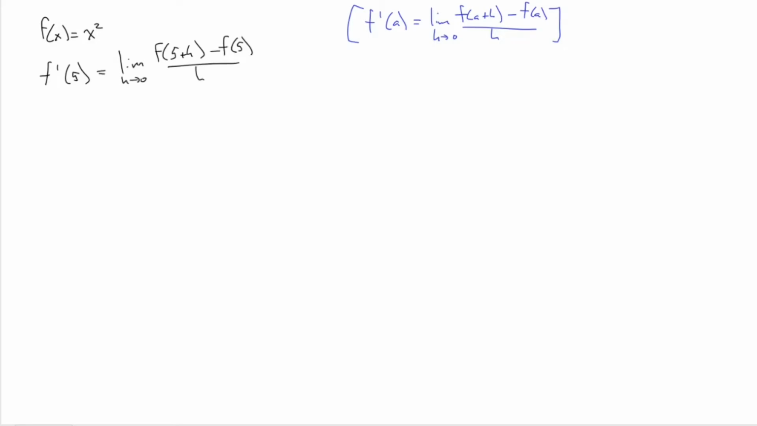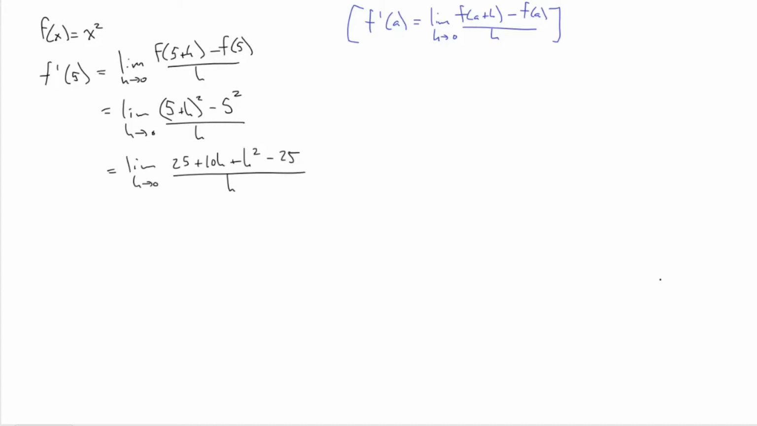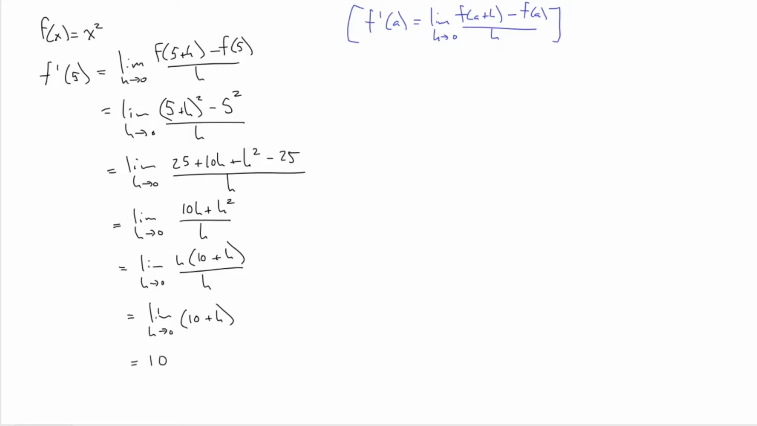And you get that f prime of 5 is the limit as h approaches 0 of f of 5 plus h minus f of 5 all over h, which is the limit as h approaches 0 of 5 plus h all squared minus 5 squared all over h. And you do a little algebra, and you eventually get down to that it's the limit as h approaches 0 of 10 plus h, which is just equal to 10.